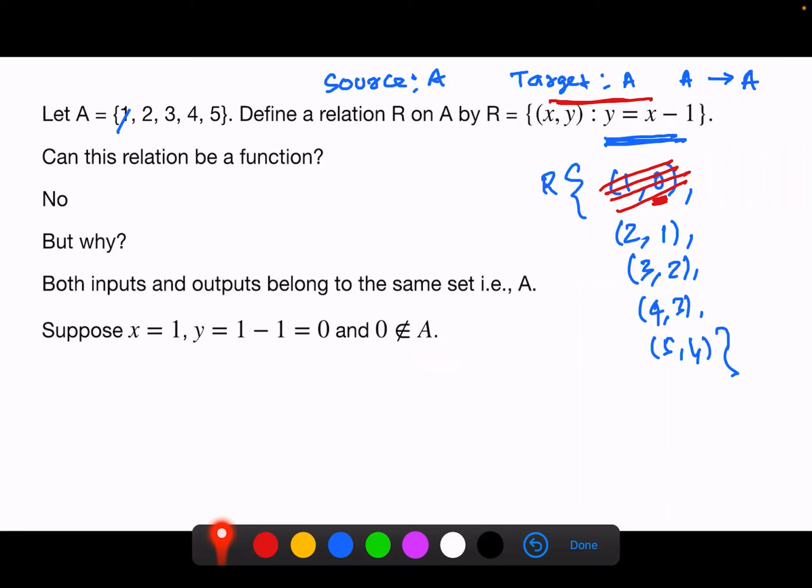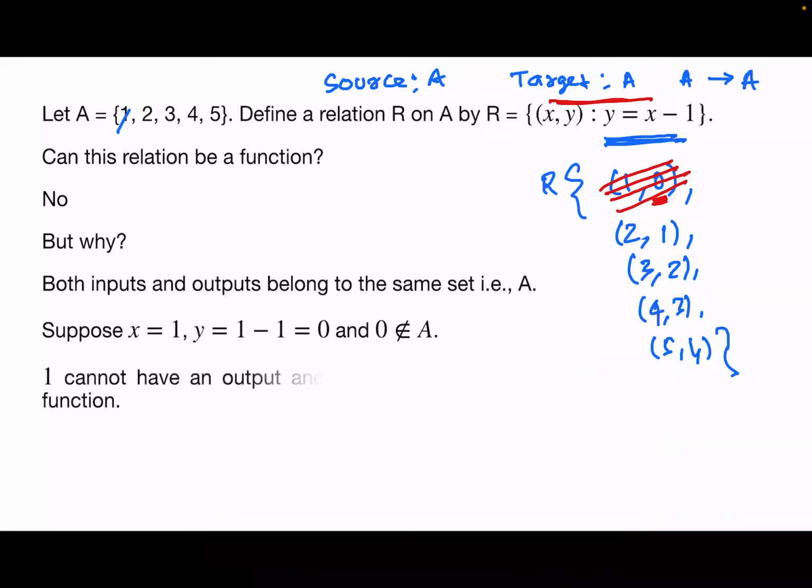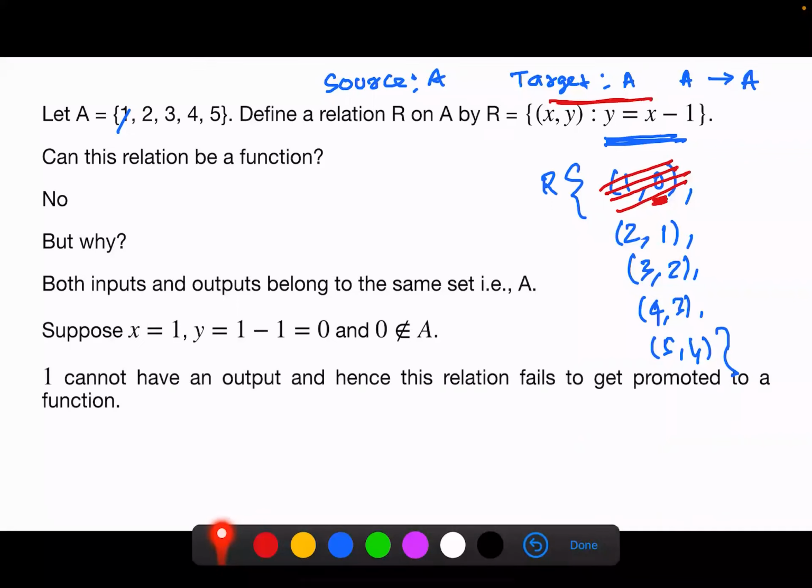So you cannot have that ordered pair in the relation, but for it to be a function, you must use all the inputs. Your starting set, that source set, you must use all the elements. Here we are not using the element 1. The number 1 is not used. So this relation cannot be a function. So one cannot have an output, hence this relation fails to get promoted to a function.